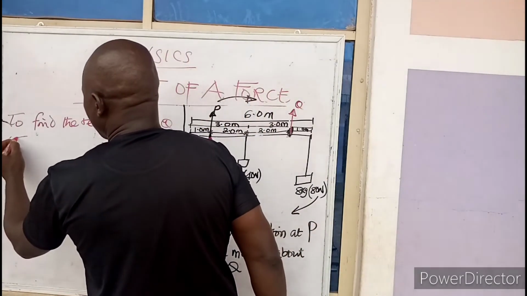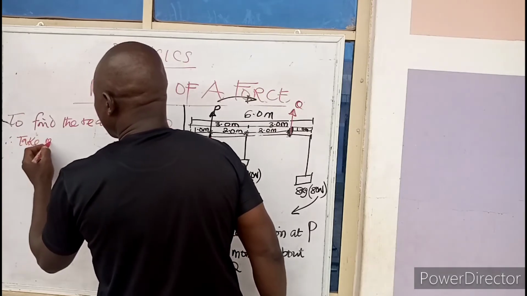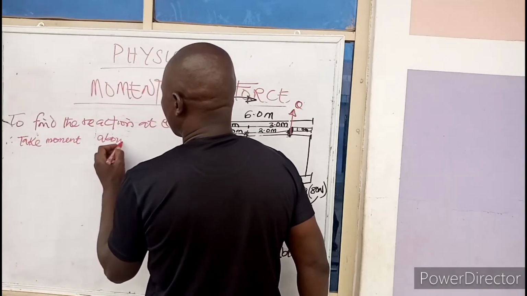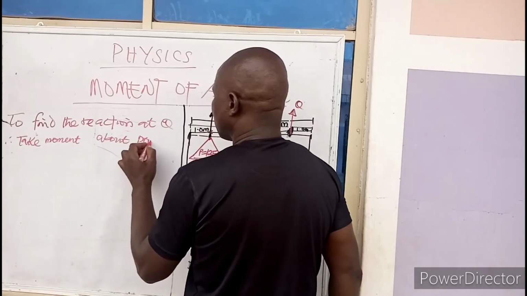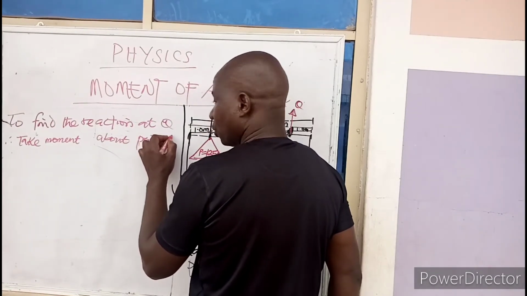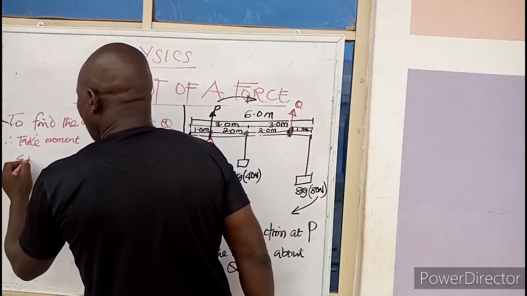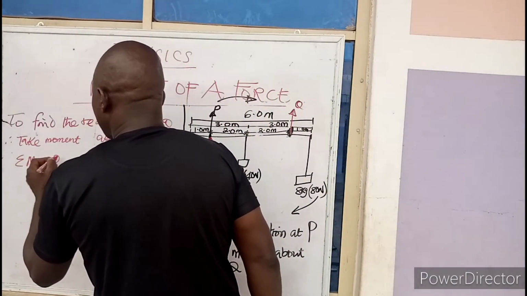Therefore, take moment about point Q, about point P. Summation of moment about P is equal to 0.